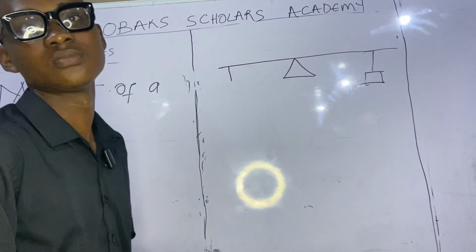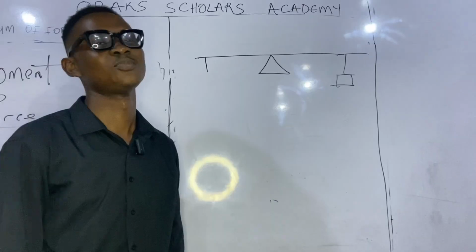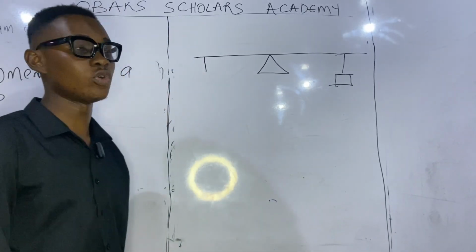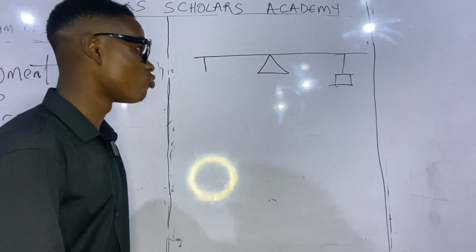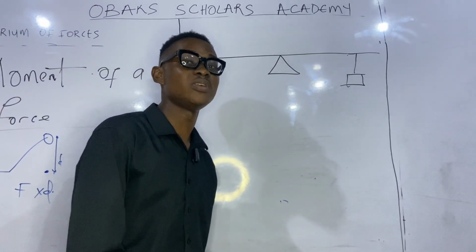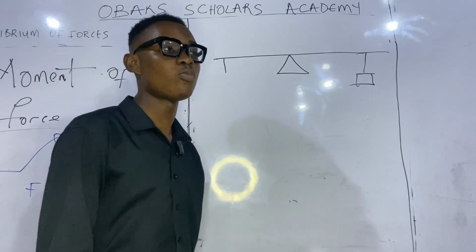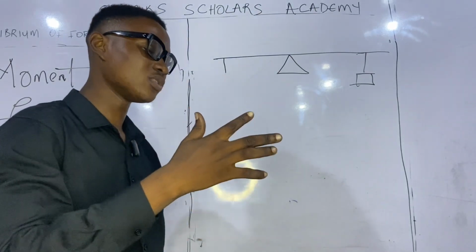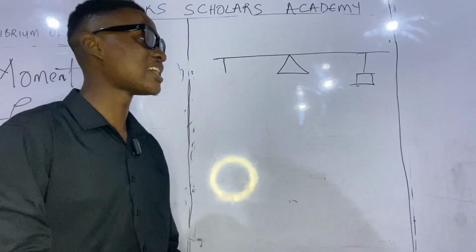Let's stop it for now. I go recharge. So what I stated just now is called what? The principle of moments, where the sum of clockwise moments must be equal to the sum of anti-clockwise moments when a body is in equilibrium. So let me just explain for you.